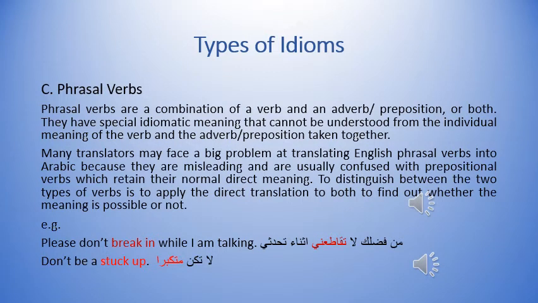C. Phrasal verbs. Phrasal verbs are a combination of a verb and an adverb, or preposition, or both. They have special idiomatic meaning that cannot be understood from the individual meaning of the verb and the adverb or preposition taken together. Many translators may face a big problem at translating English phrasal verbs into Arabic because they are misleading and are usually confused with prepositional verbs which retain their normal direct meaning. To distinguish between the two types of verbs is to apply the direct translation to both to find out whether the meaning is possible or not.